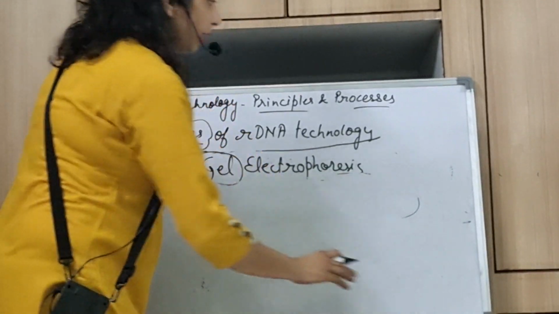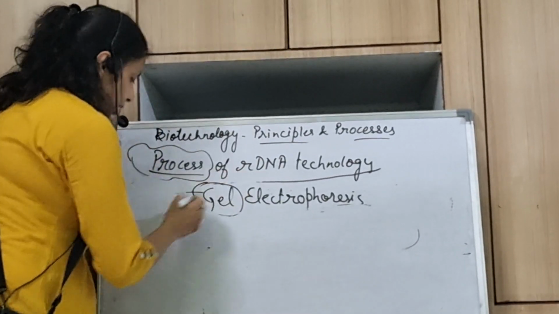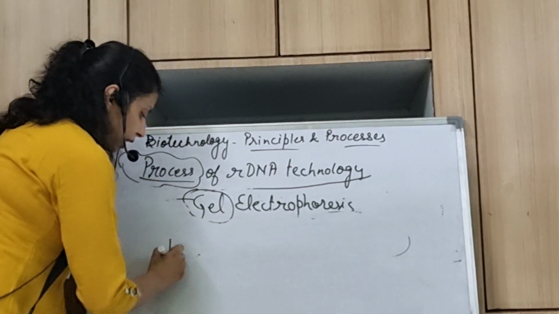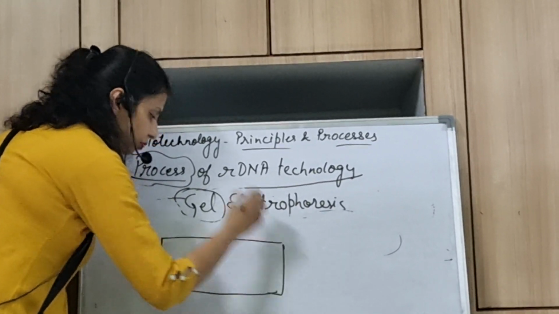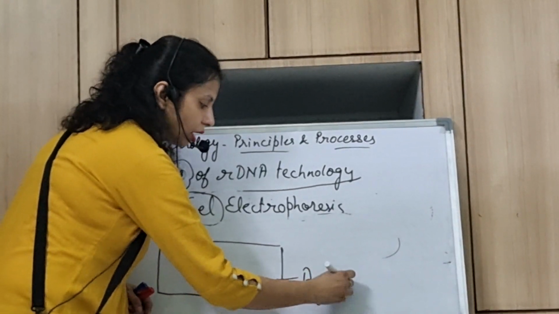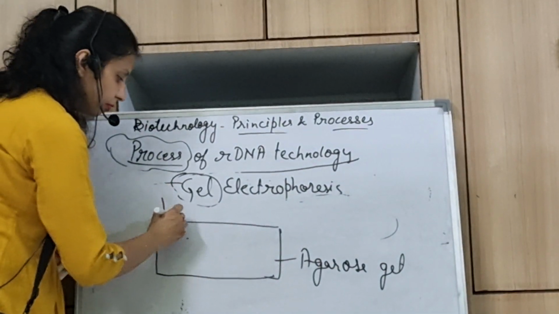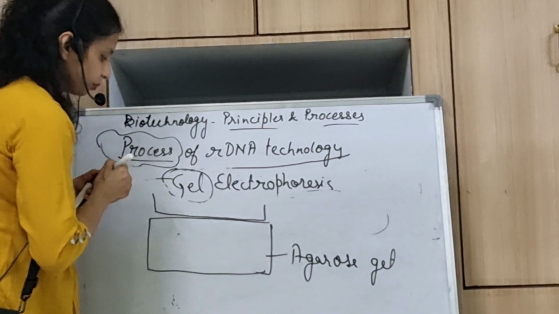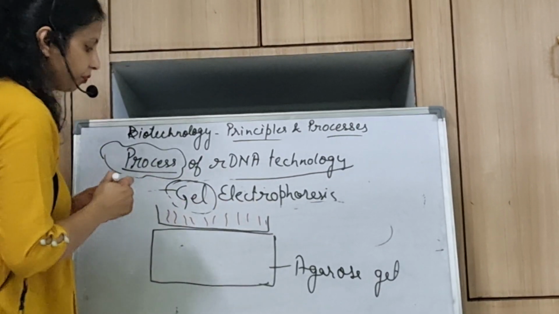So the DNA which is fragmented or which is digested by using restriction enzyme will be taken up in the block where agar gel is used, that is agarose gel, and a trough will be brought which has DNA which is digested by restriction enzyme.